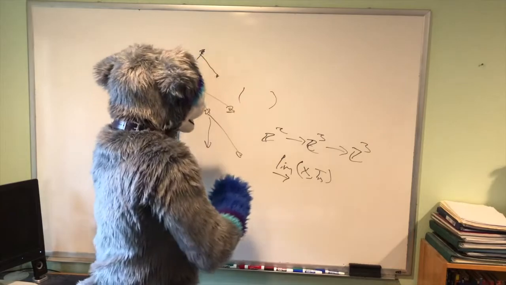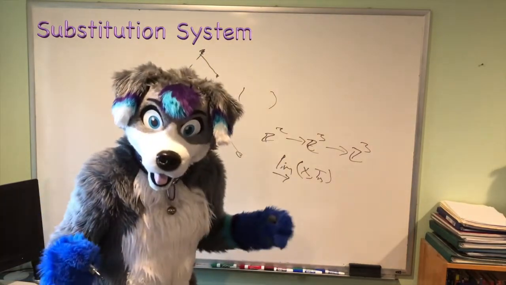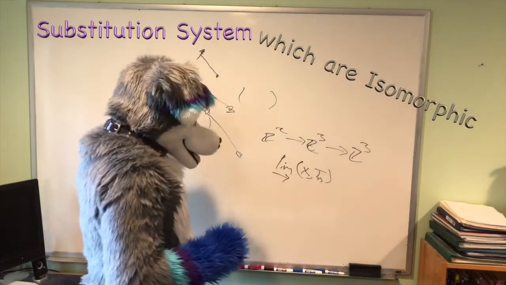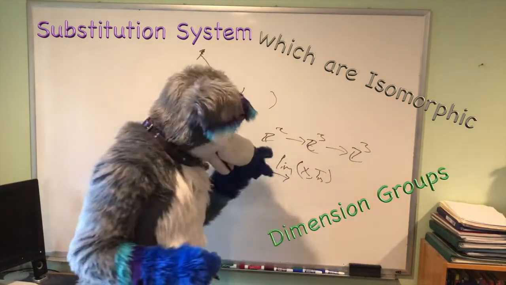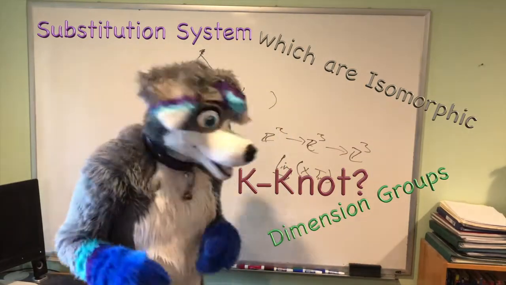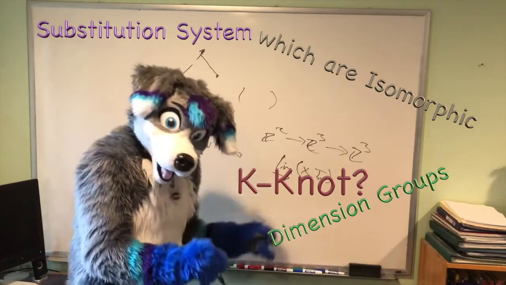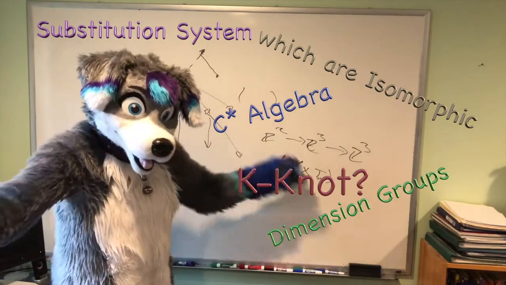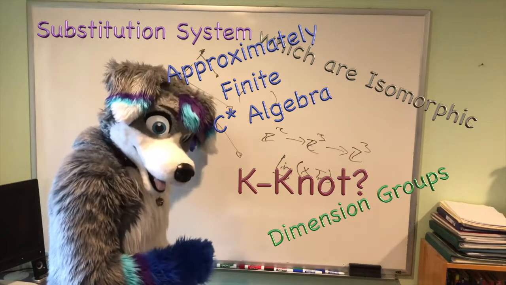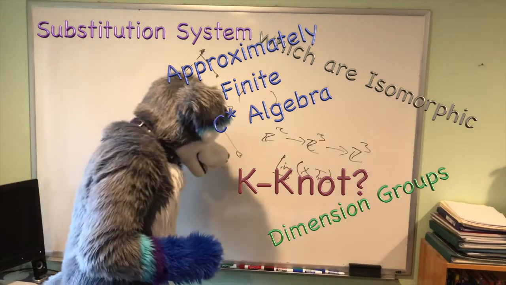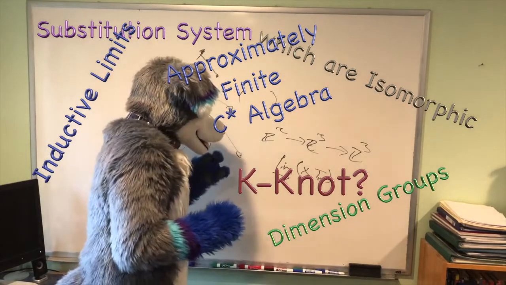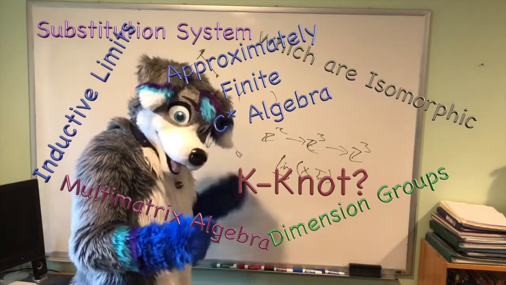And then what's even more? To every Fratelli diagram, you can associate a substitution system, and then the substitution systems turn out to be isomorphic if you consider their dimension groups. And the dimension groups turn out to be the K-naught groups. So you can talk about K-theory, and then there's, of course, on the other hand, the C-star algebras, and you get the theory about the approximately finite C-star algebras, via the inductive limits, which are then just a generalization of multi-matrix algebras, so it's pretty cool.